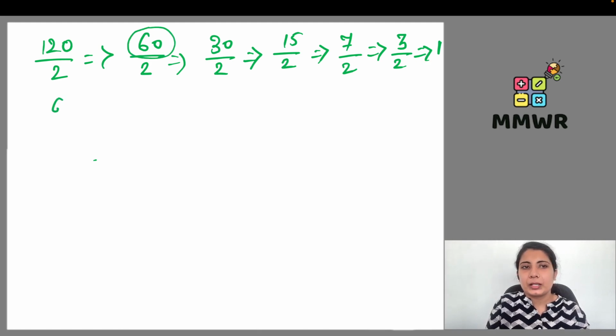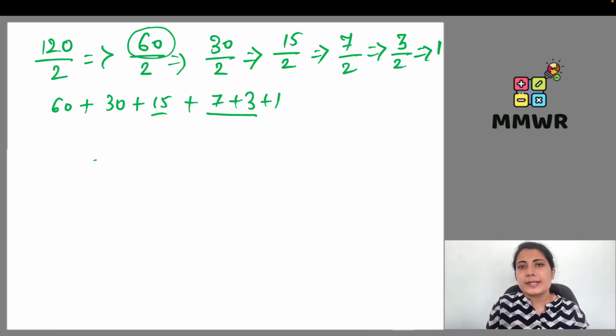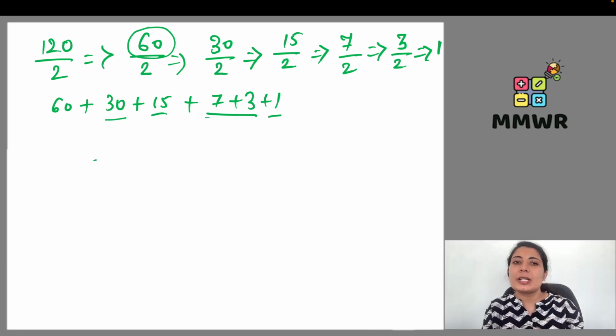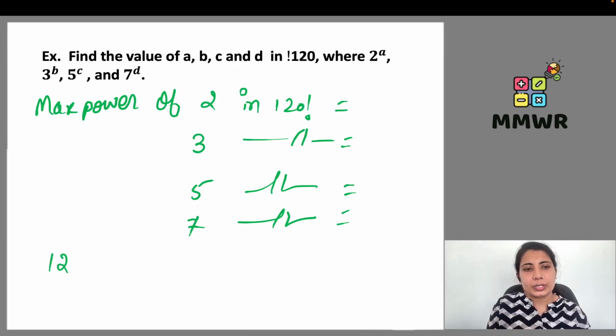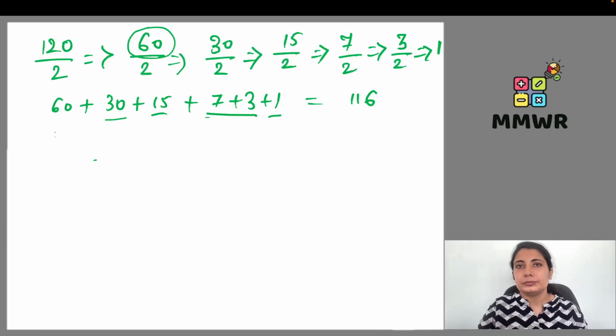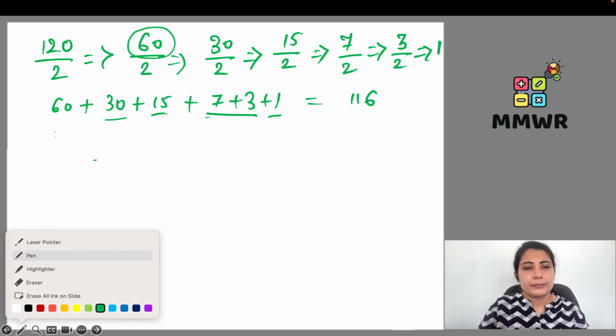So 60 plus 30 plus 15 plus 7 plus 3 plus 1. 7 plus 3 is 10. 15 plus 1 is 16. 16 plus 30 plus 10. So 16 plus 10, 26. 26 plus 30, 56. And 56 plus 60 is 116. So in 120 factorial, if we express it, we will be getting 2 to the power 116. Quickly we have to add it. Okay. Then we have the next number 3.